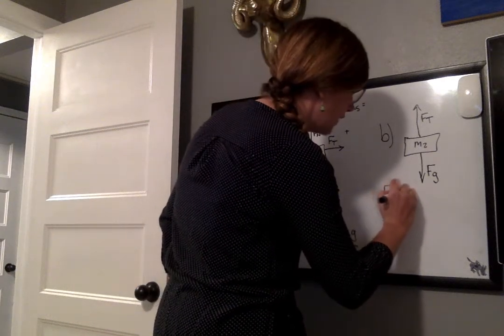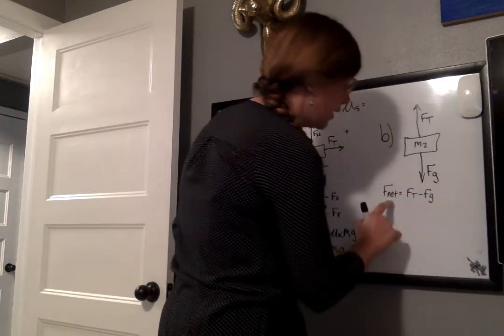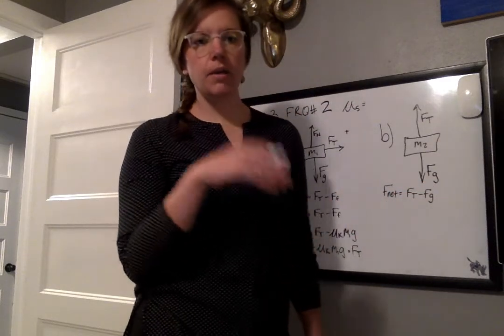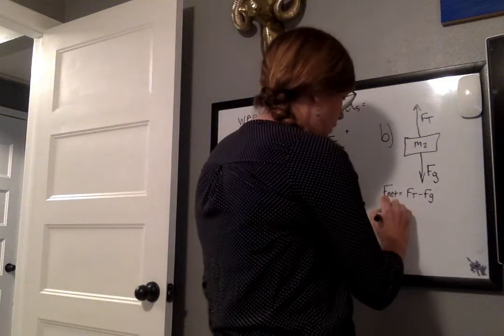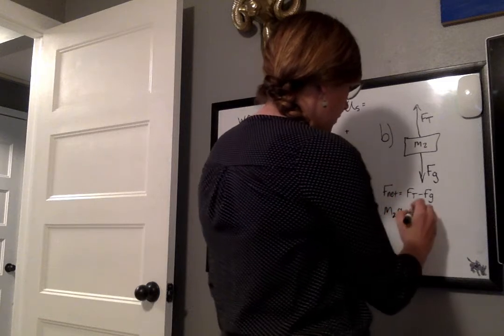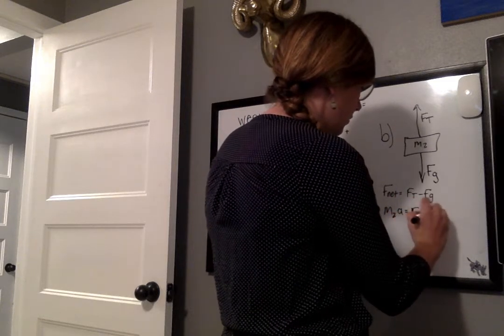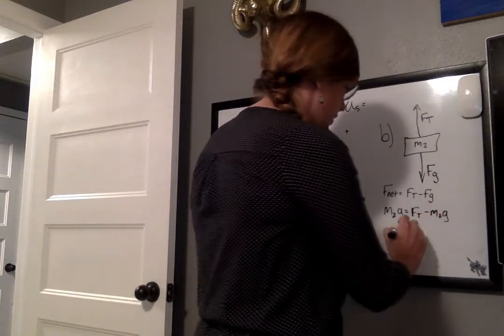So now we have F net is equal to force of tension minus force of gravity. Again, this is not equal to 0 in this part. Part C it was, part D it is not. So we have Newton's second law, mass times acceleration is equal to the force of tension minus mg. Cool, let's get force of tension by itself.